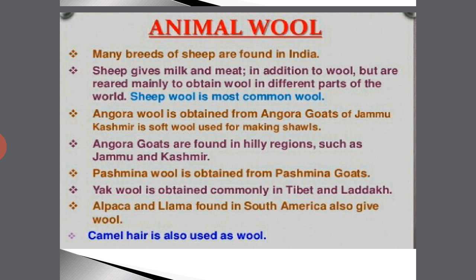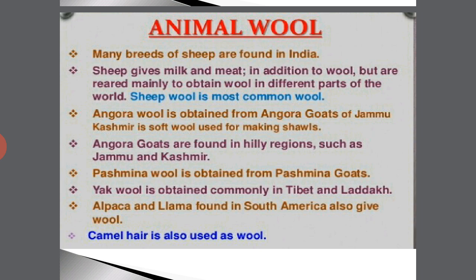Animal wool: many breeds of sheep are found in India. Sheep give milk and meat in addition to wool, but they are reared mainly to obtain wool in different parts of the world. Sheep wool is the most common wool. If someone asks you which animal gives us the common wool, it is sheep. Angora wool is obtained from Angora goats of Kashmir. It is a soft wool used for making shawls. Angora goats are found in hilly regions such as Jammu and Kashmir.